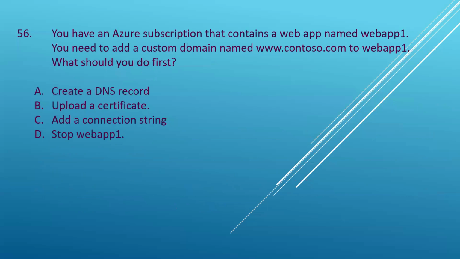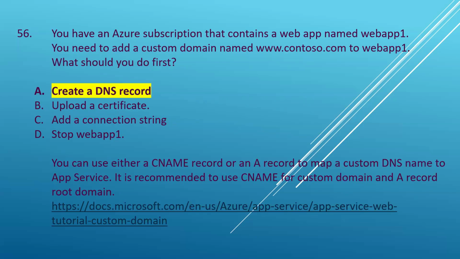Question number 56. You have an Azure subscription that contains a web app named Web App 1. You need to add a custom domain named www.contoso.com to Web App 1. What should you do first? Create a DNS record, upload a certificate, add a connection string, stop Web App 1. The correct answer is option A, create a DNS record. You can either use a CNAME record or an A record to map a custom DNS name to the app service. It is recommended to use CNAME for a custom domain and A record for root domains.